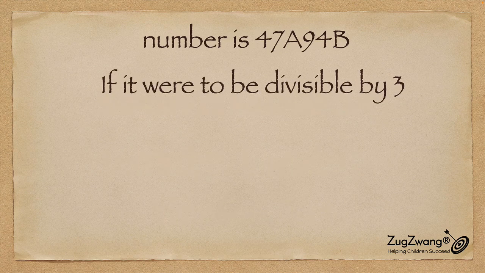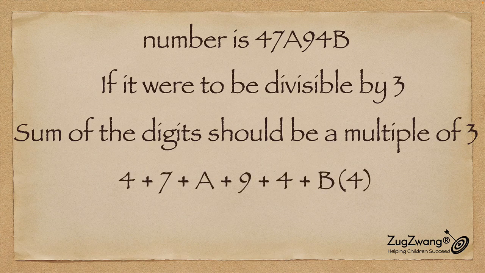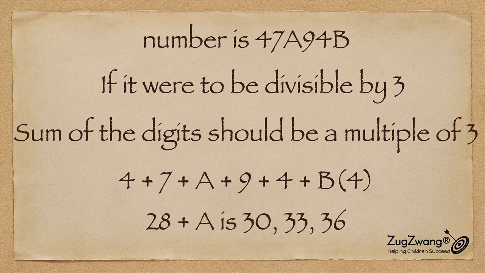So now let's think about A. If this number were to be divisible by 3, then the sum of all its digits needs to be a multiple of 3. So if I add 4 plus 7 plus 8 plus 9 plus 4 plus B, B being 4, it has to be divisible by 3. Which means 28 plus A should either be 30, 33, or 36. Can't be 39 because that will make A 11. A is a single digit number, so that's not possible. But 30, 33, 36 is possible, which means A can either be 2, 5, or 8.